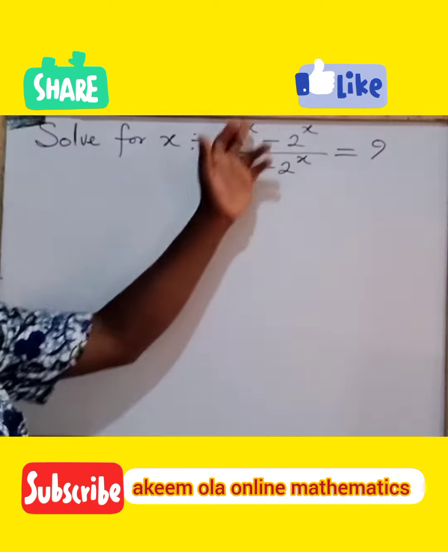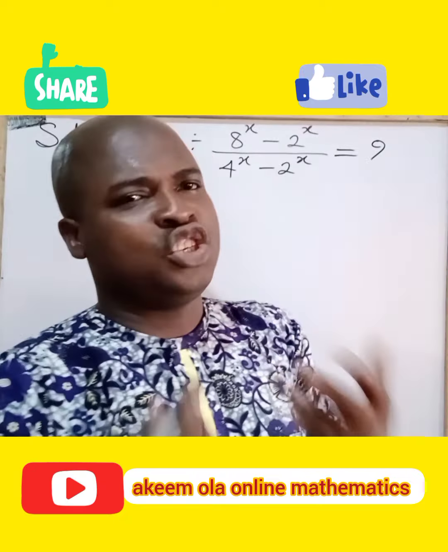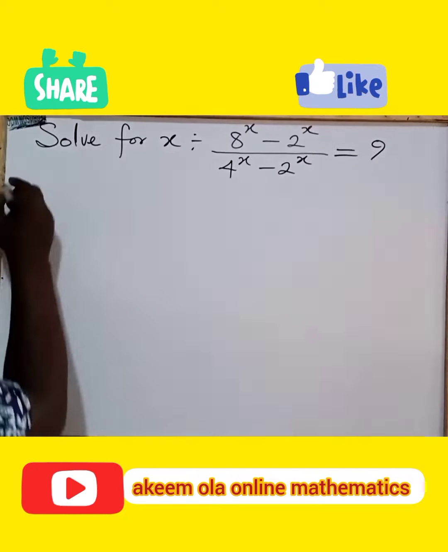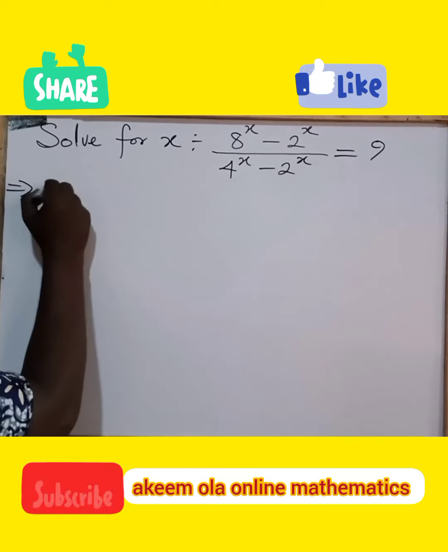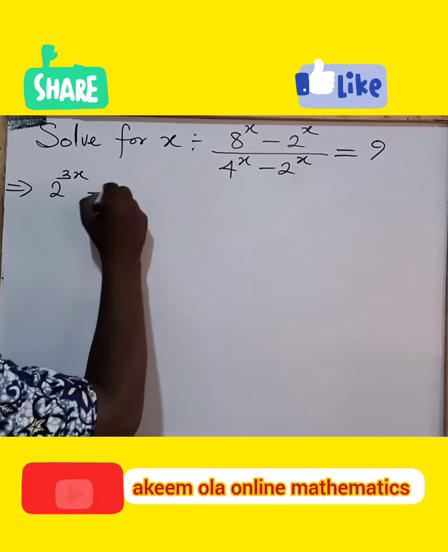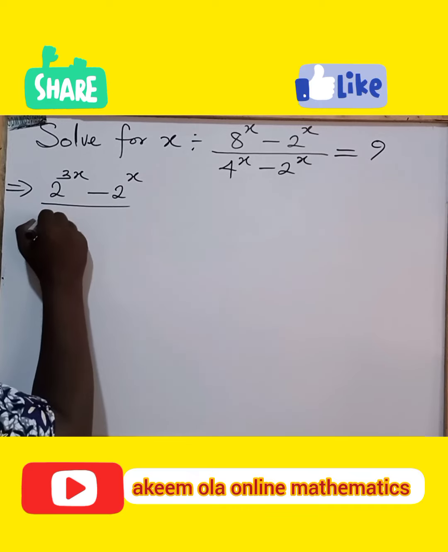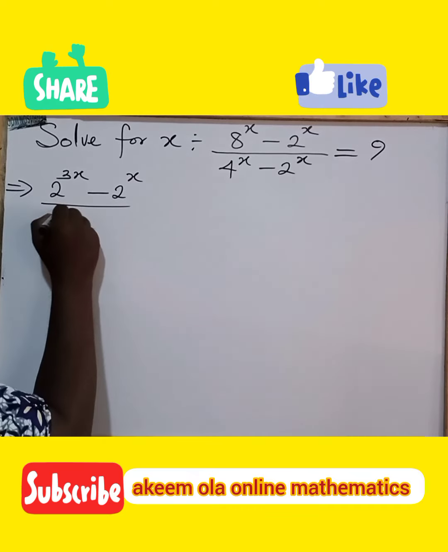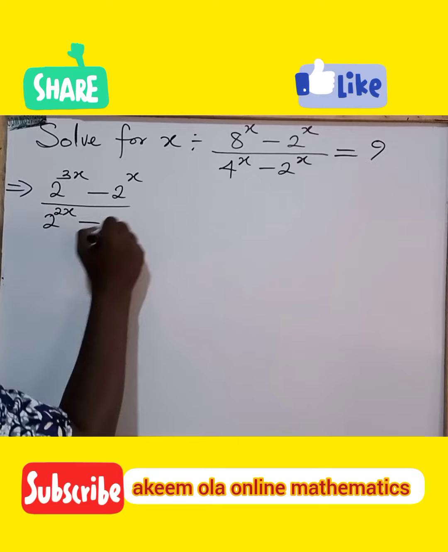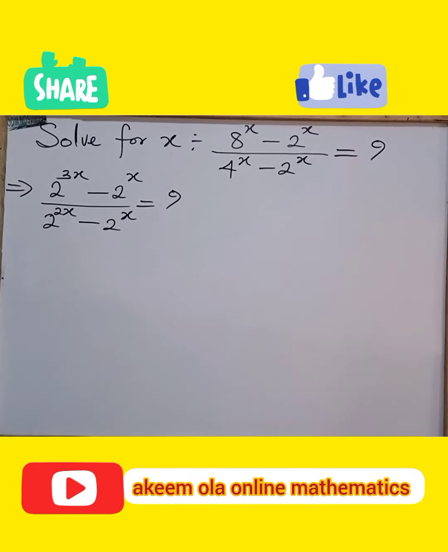For this 8 raised to the power of x and 4 raised to the power of x, we are going to simplify the two of them. If I simplify it now, 8 is 2 raised to power 3, then we have x there. So we have 2 to the power 3 to the x minus 2 raised to the power of x, everything all over 4, which is 2 raised to power 2, with x there, minus 2 raised to power x. Everything is now equal to 9. Where do we go from here?